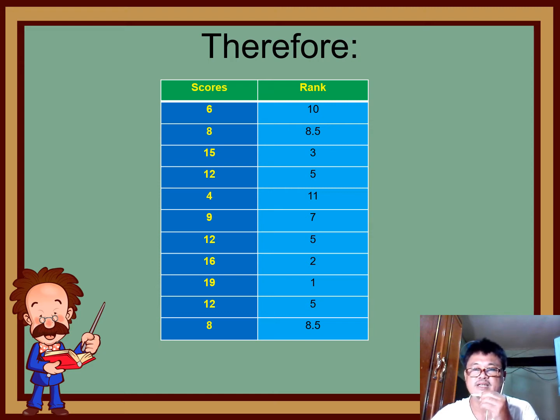Okay, so let's proceed. Please remember this because this is very important, and you are going to use this in the Spearman rank correlation coefficient. If you do not know how to rank, then you will not be able to solve the Spearman rho or the R sub S.